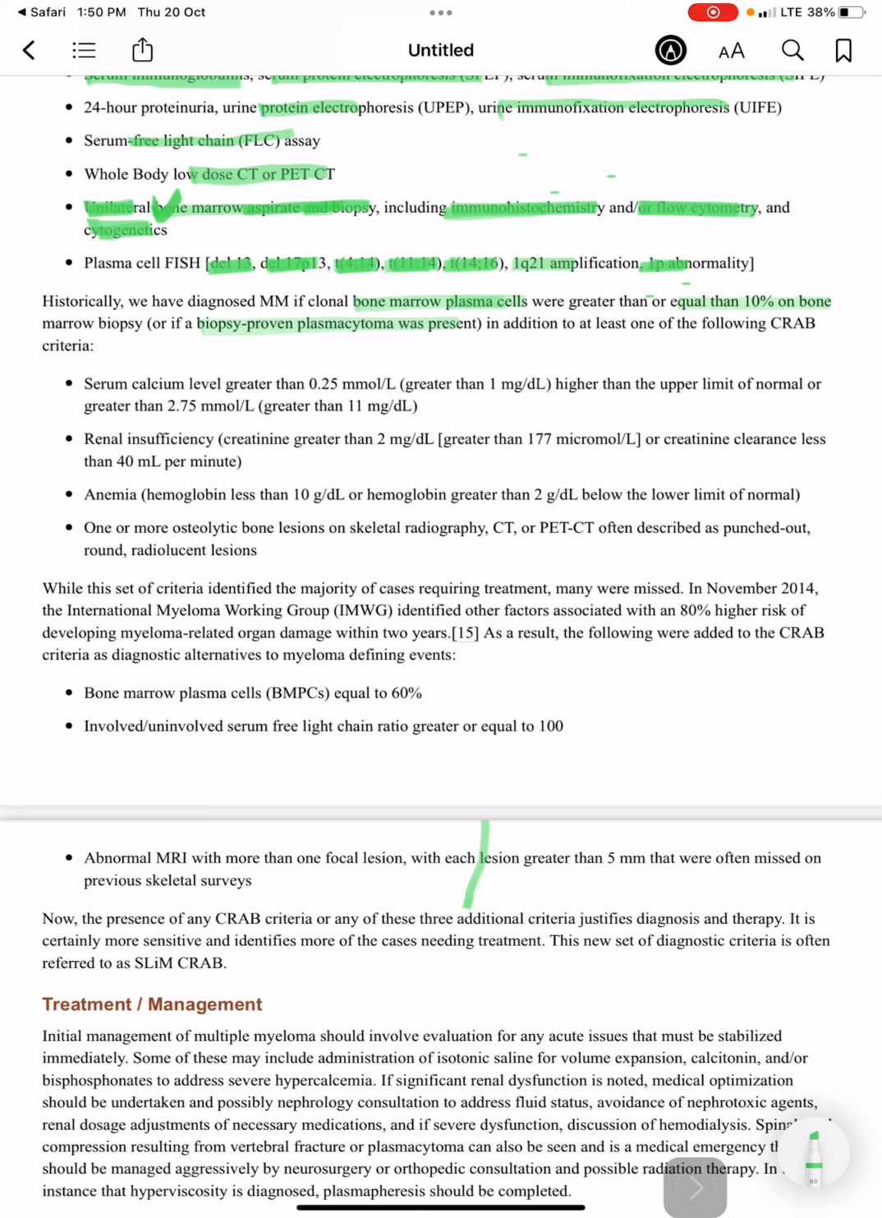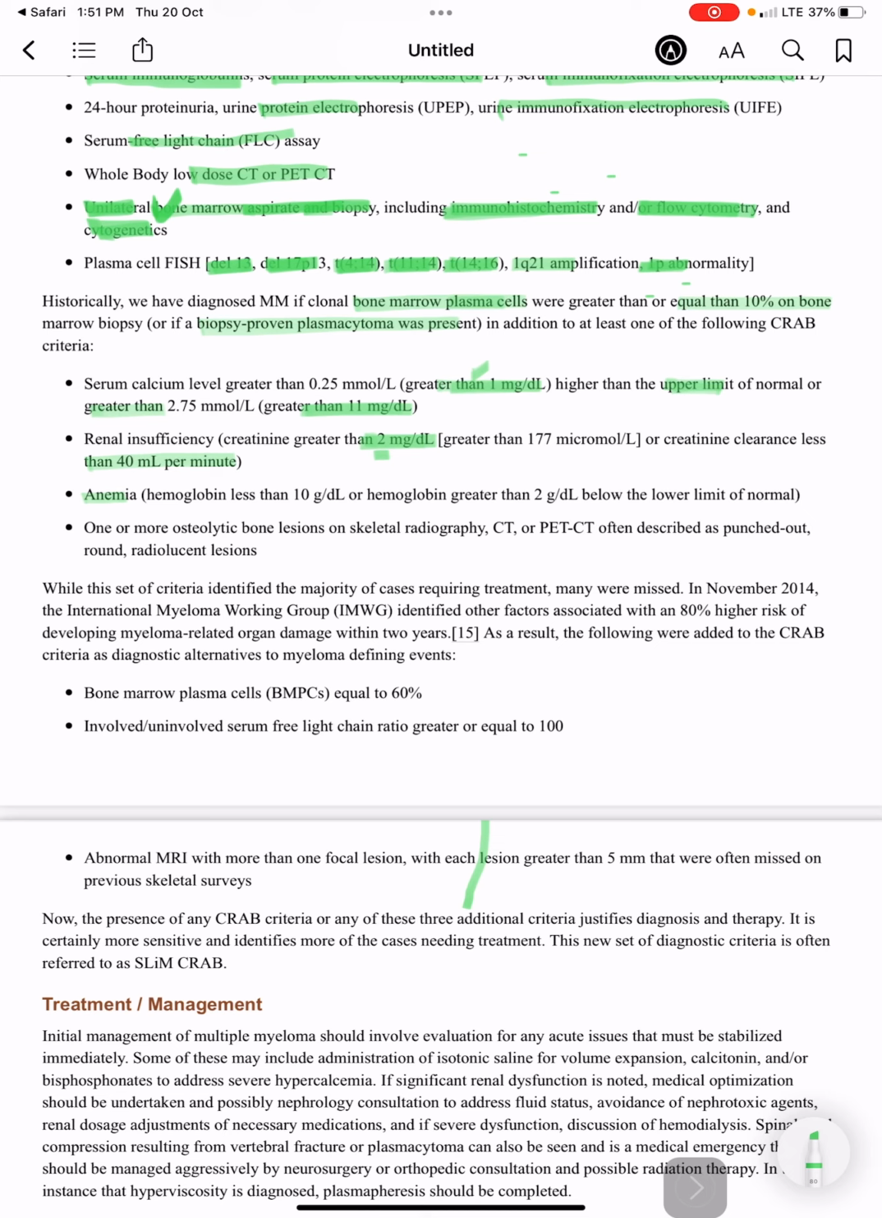CRAB criteria means: calcium level greater than 1 milligram per deciliter above the upper limit of normal, or greater than 11 milligrams per deciliter. Renal insufficiency: creatinine greater than 2 milligrams per deciliter, and creatinine clearance less than 40 ml per minute.